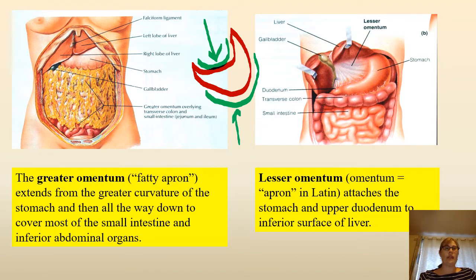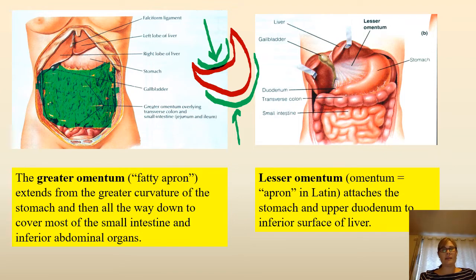The greater omentum of the abdomen hangs from the bottom here, and it runs all the way across and sits on top of all of the intestines. We call it a fatty apron. It traps a lot of fat. That's where belly fat comes from. It's trapped. So that's the greater omentum. It runs from the greater curvature of the stomach down.